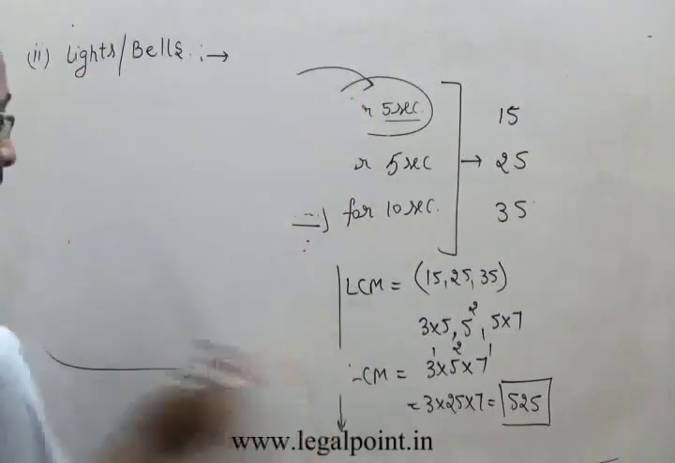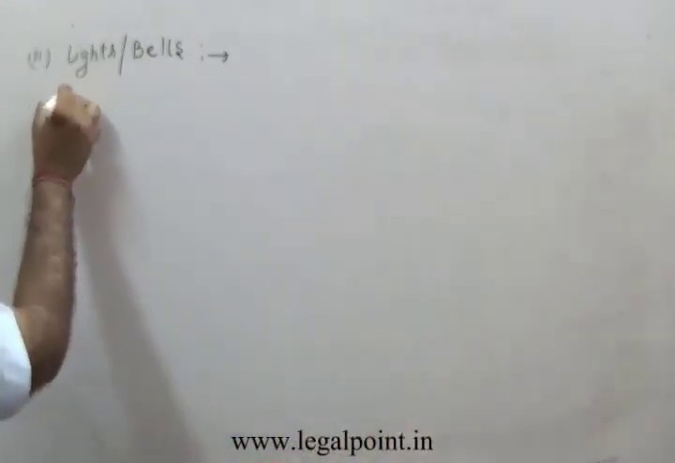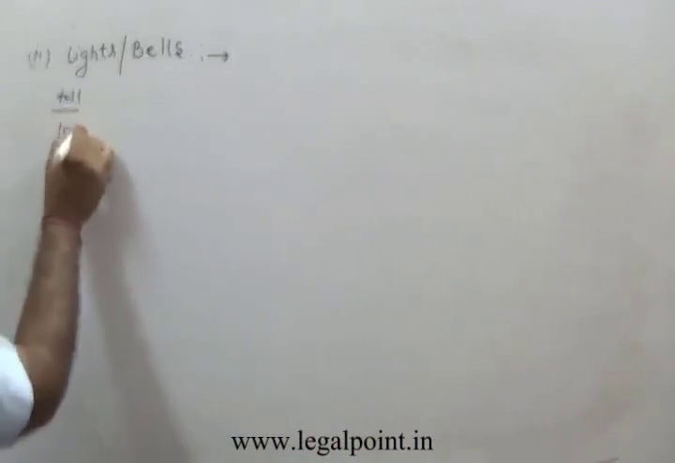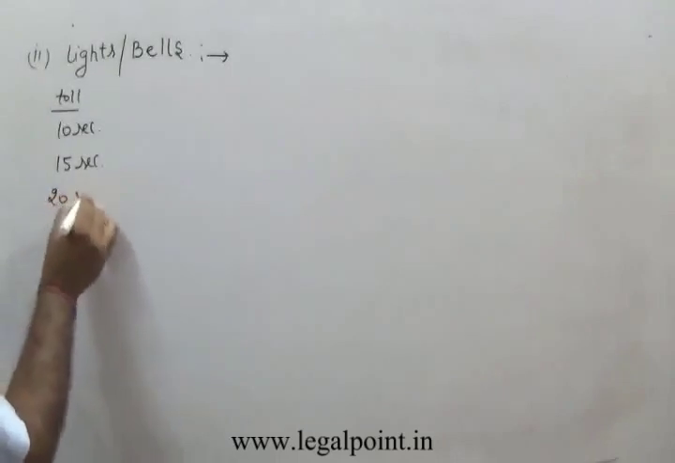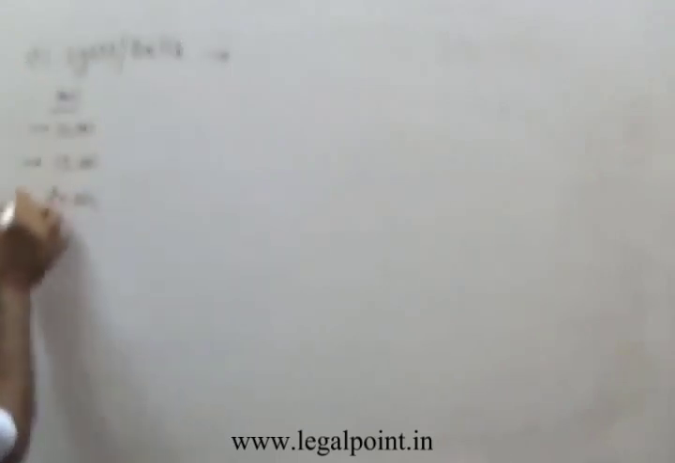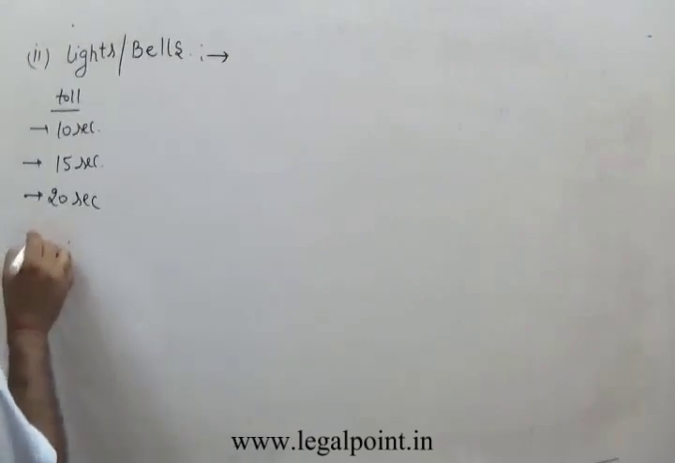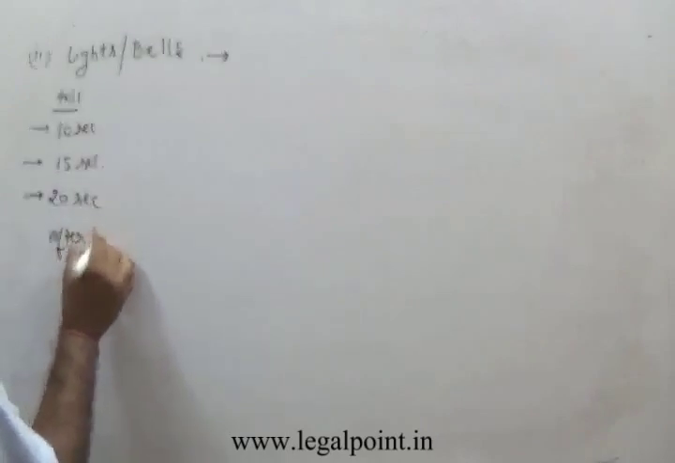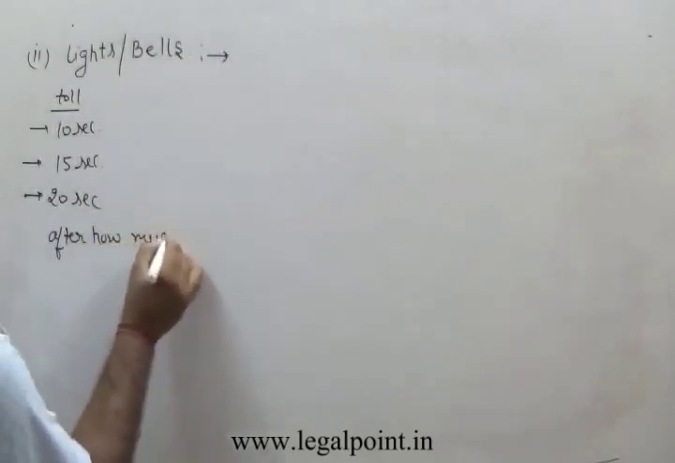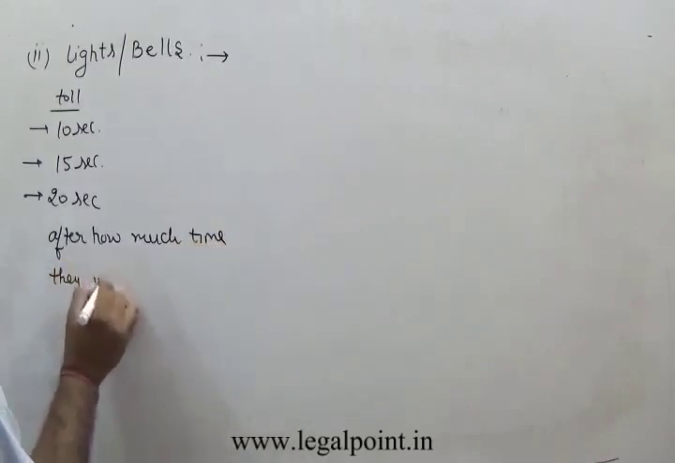A similar question may be asked in the case of bells. For example, it is given that there are 3 bells. They toll after every 10 seconds, 15 seconds and 20 seconds. The first question is, if they toll together, after how much time will they toll together again?